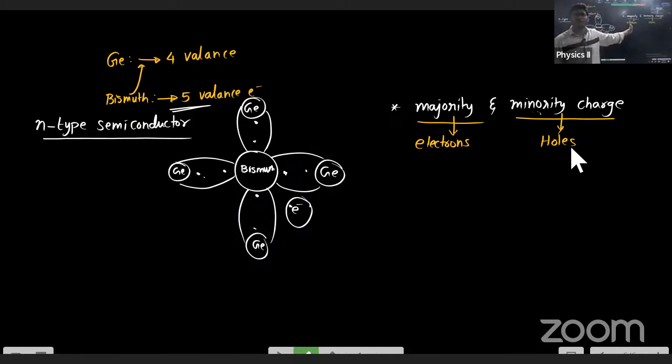In case of p-type semiconductor, what are the majority charge carriers? Holes are majority charge carriers. And what are minority charge carriers? Electrons are minority charge carriers. Whereas in case of n-type semiconductor, we will have an excess number of electrons. So what are majority charge carriers in n-type semiconductor? You are supposed to write electrons. And what are minority charge carriers? You are supposed to write holes. I hope you understood this concept.